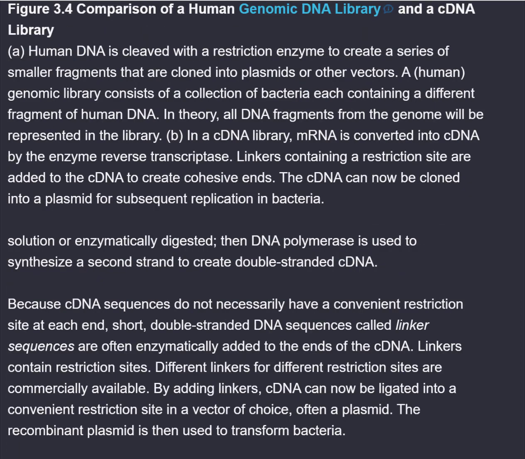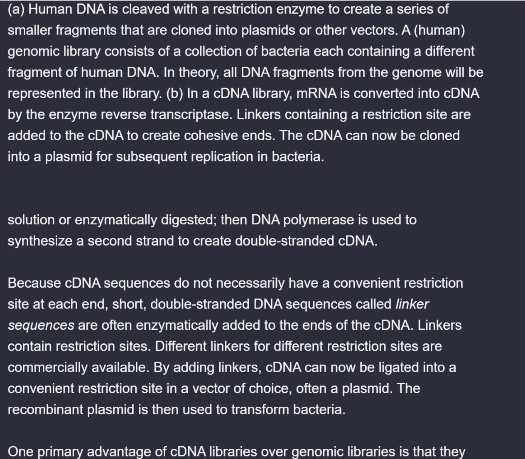Figure 3.4 Comparison of a human genomic DNA library and a cDNA library. A. Human DNA is cleaved with a restriction enzyme to create a series of smaller fragments that are cloned into plasmids or other vectors. A human genomic library consists of a collection of bacteria each containing a different fragment of human DNA. In theory, all DNA fragments from the genome will be represented in the library.